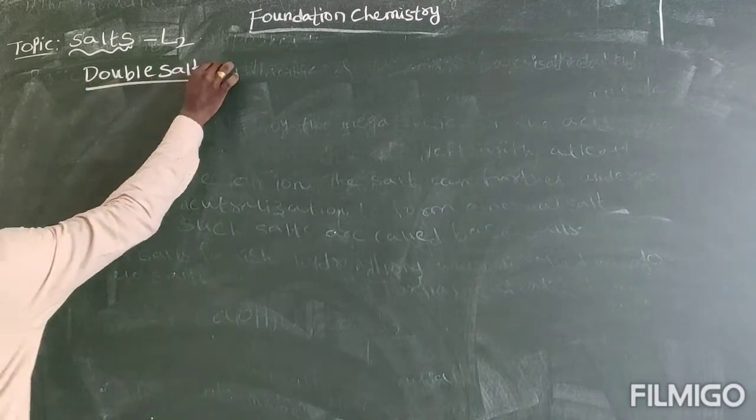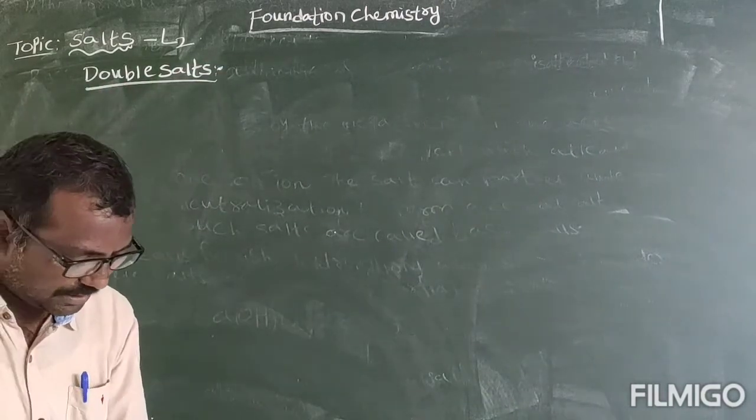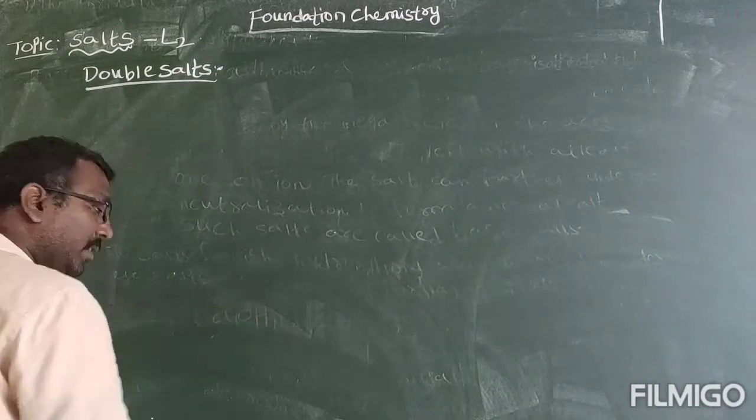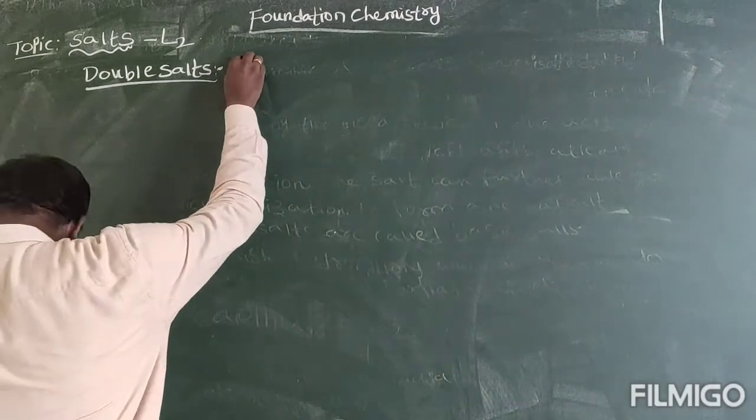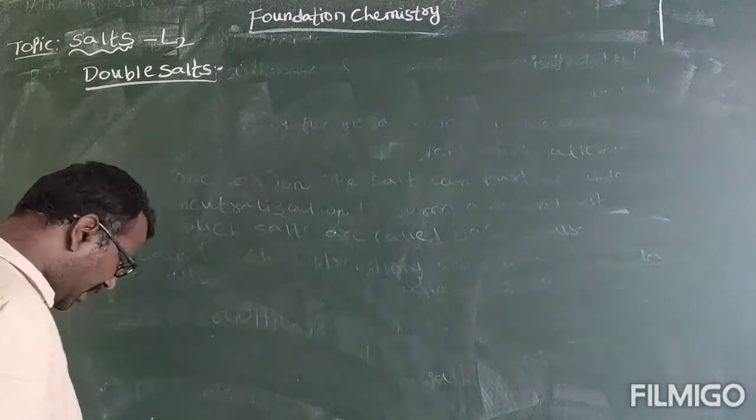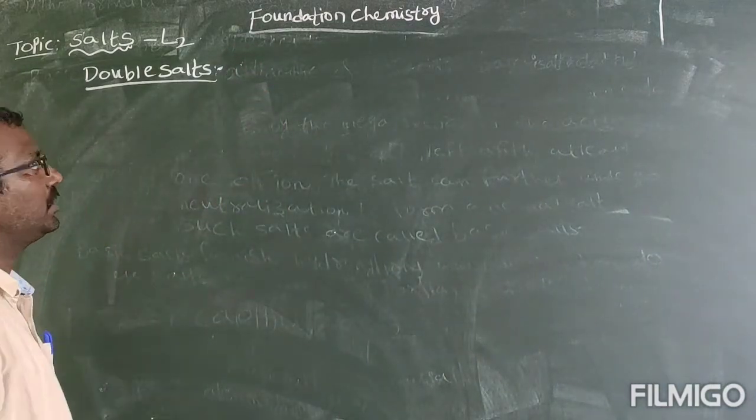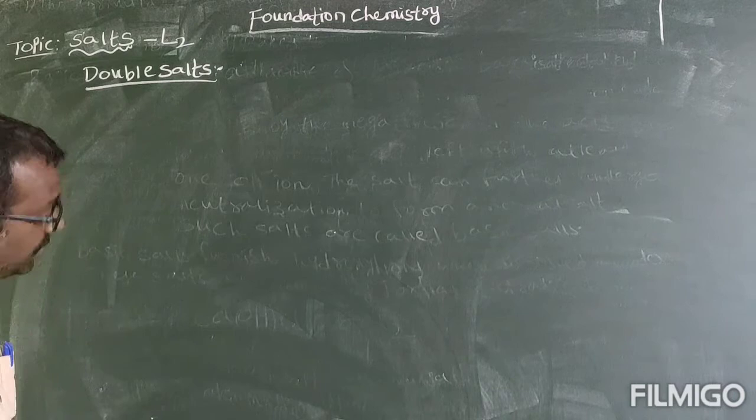Okay, double salts. So what are double salts? The definition I will be writing, and next we will be having the line-by-line explanation. Double salts. The salts which contain more than one simple salt are called double salts.